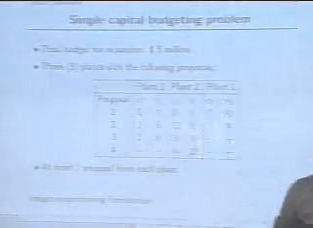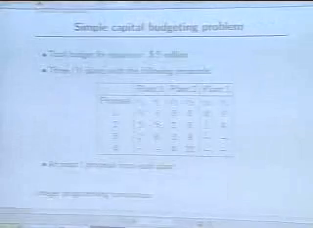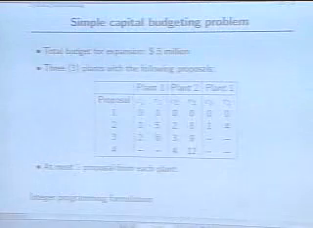Zeros basically means do nothing. You don't invest anything in that plant, you don't get anything from the investment. And you have a constraint that at most 1 proposal should be accepted from each of these plants. And what you want to do is, of course, spend your 5 million judiciously so that you can maximize the reward that you can get.